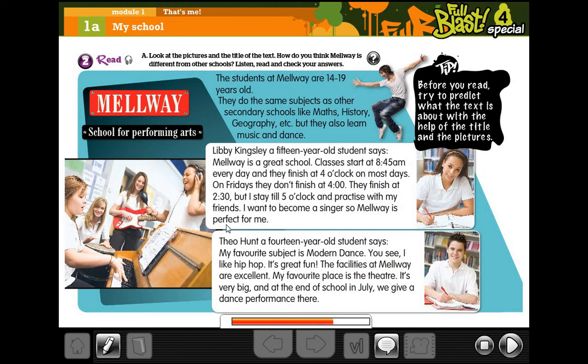Very good. Please highlight this word, perfect. Here, Libby said what? I want to become a singer, so Melway is perfect for me. Perfect means completely correct. So highlight this word. Please repeat after me. Perfect. Let's move to the other students.